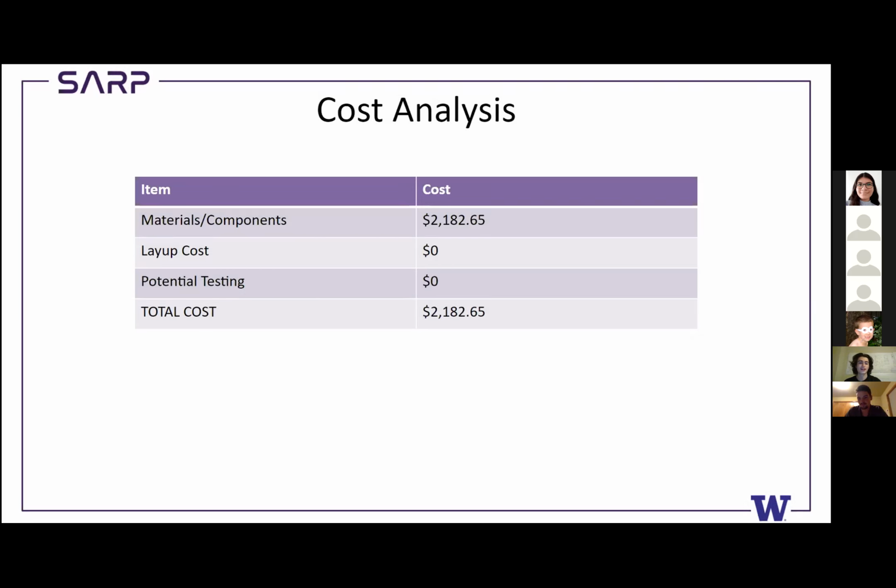And that's our cost analysis, layup cost. We do it ourselves, so we don't really get paid or anything. So that's sweet. And we can do Instron testing in-house as well.